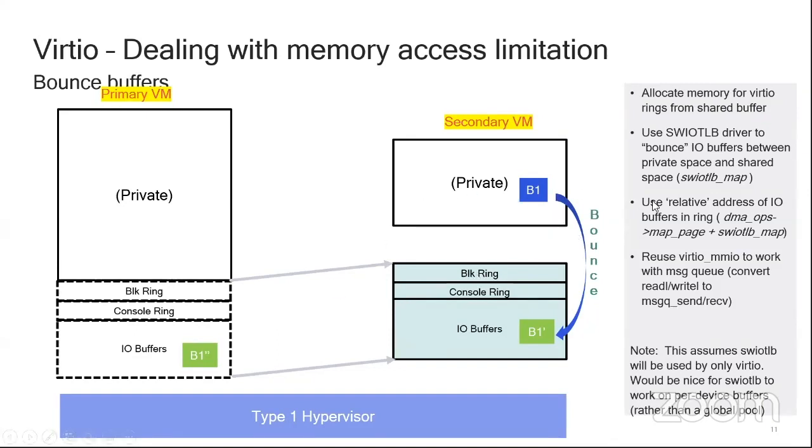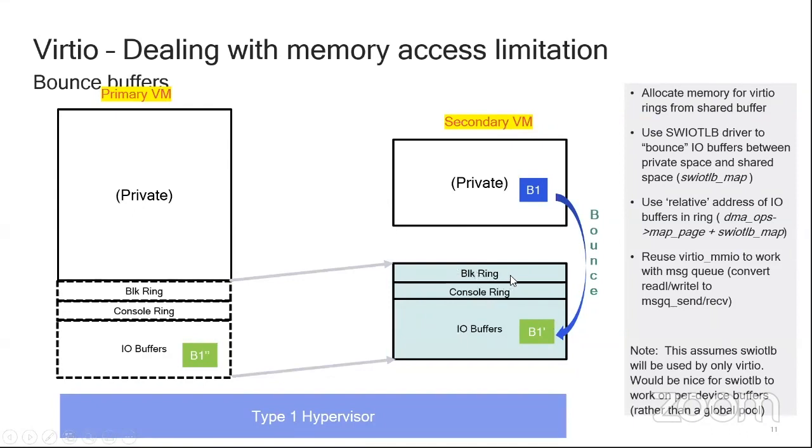There were minimal changes needed to achieve this bouncing, mostly through DMA ops. We had to write some DMA ops unique to this device, which will do that bouncing. And we made use of the SWIOTLB driver, which has a lot of the required code to bounce buffers, right? So that was the solution we have. We will shortly publish the changes we made to the Virtio stack to achieve this bouncing, right?